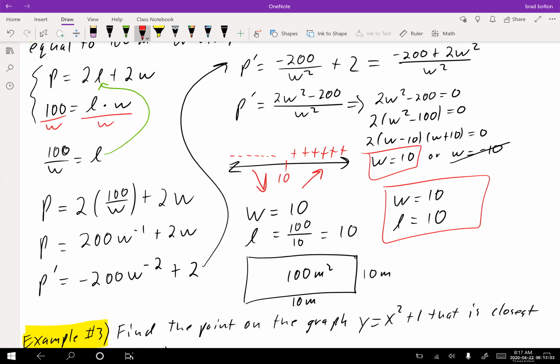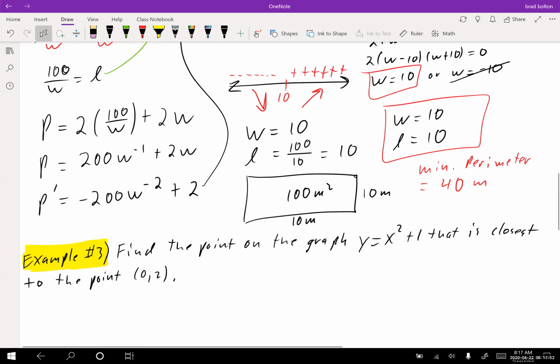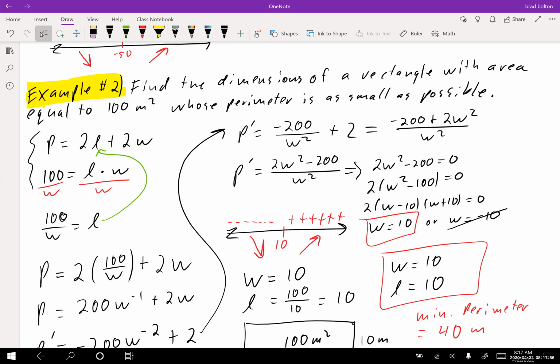Okay, and what is the minimum perimeter? Equal to 10, 10, 10, and 10, so that would be 40. 40 meters. So the smallest possible perimeter you could ever make would be 40 with any rectangle that has an area of 100.